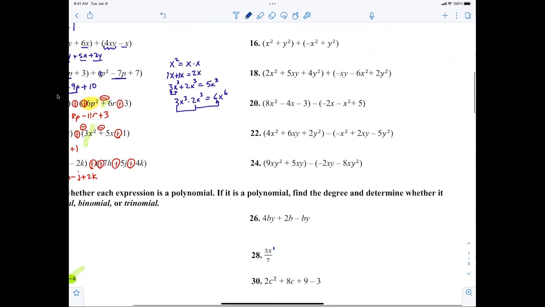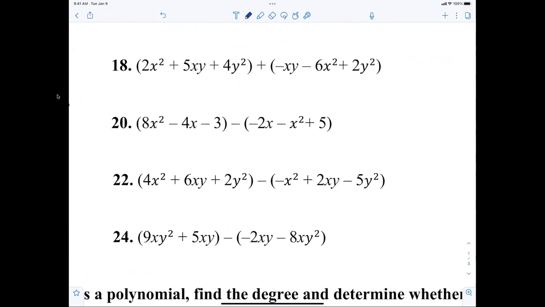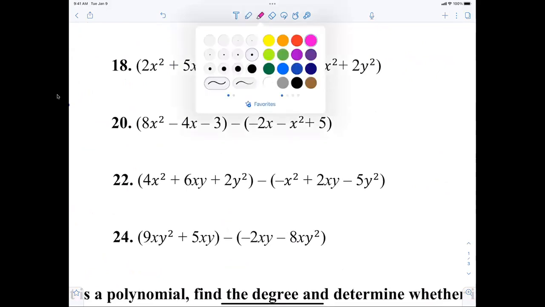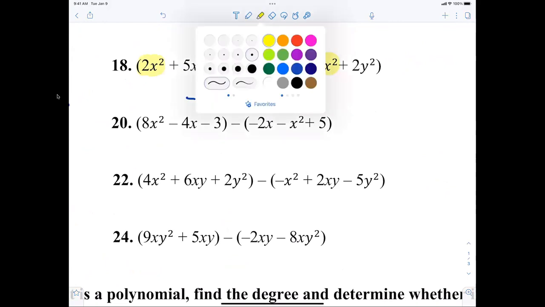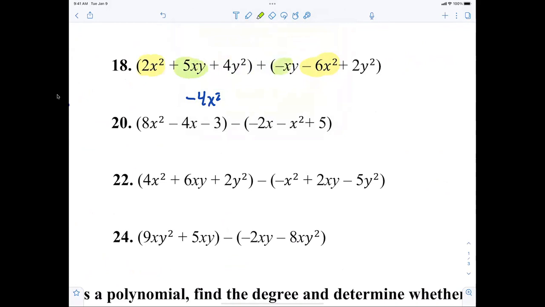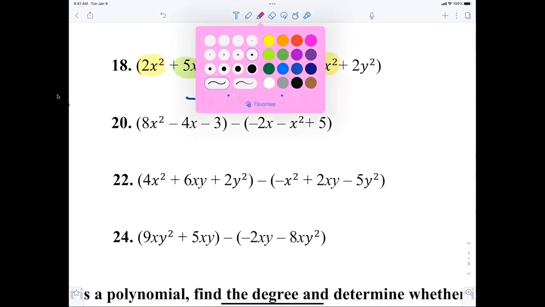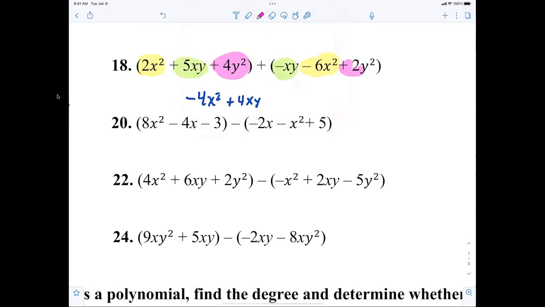Everybody look at 18. All right, come on. It's really this simple. 2x squared, negative 6x squared, negative 4x squared. I have 5xy minus 1xy plus 4xy. 4y squared plus 2y squared is 6y squared. That's it. There's nothing to it.